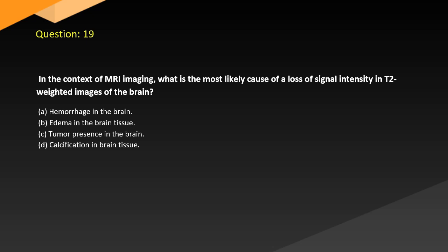Question 19. In the context of MRI imaging, what is the most likely cause of a loss of signal intensity in T2-weighted images of the brain? A. Hemorrhage in the brain. B. Edema in the brain tissue. C. Tumor presence in the brain. D. Calcification in brain tissue.